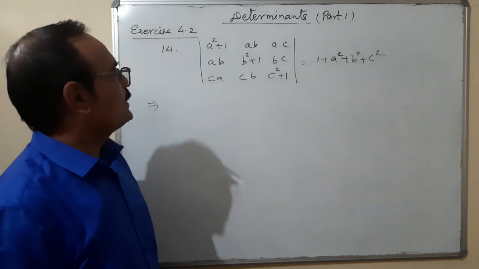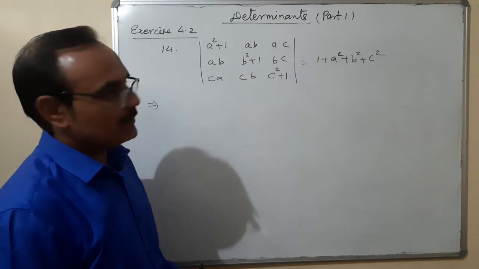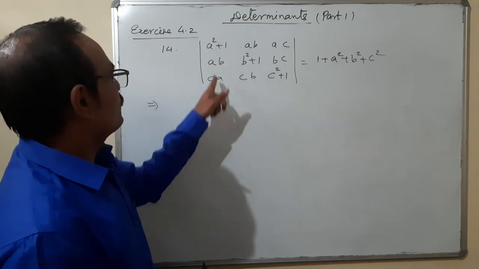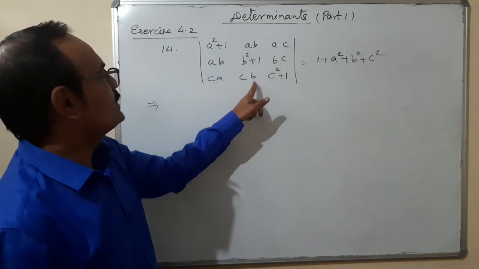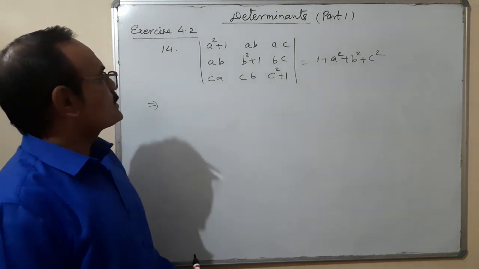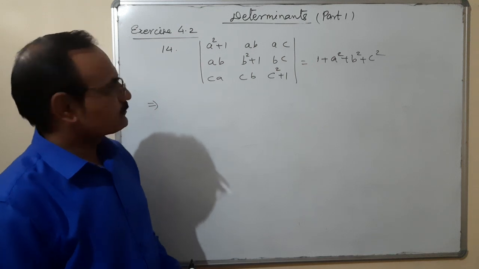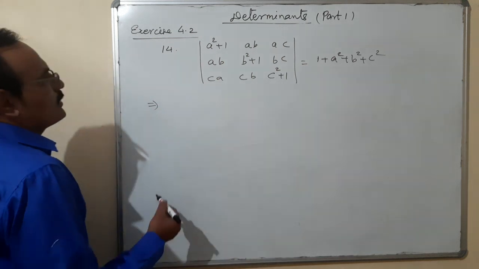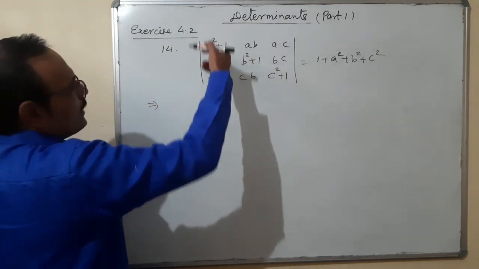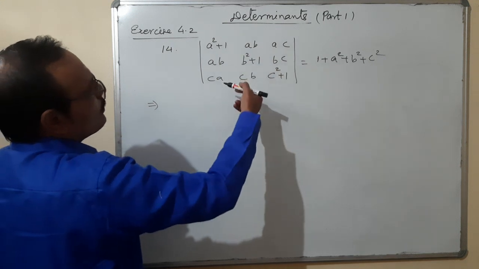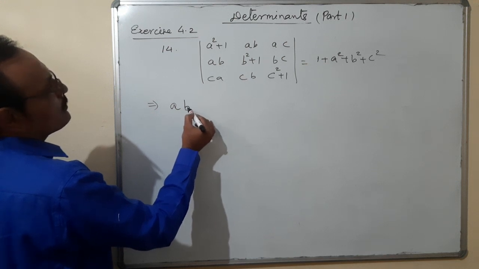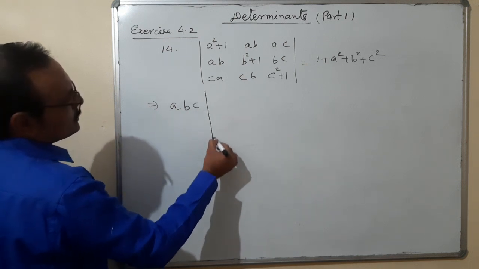Here there is one symmetry, as I always tell you, there's a symmetry in these types of questions. See, A square plus 1, AB, AC; then AB, B square plus 1, BC; AC, BC and C square plus 1. First of all we should take A common. I take A common from column 1, B common from column 2, and C common from column 3.